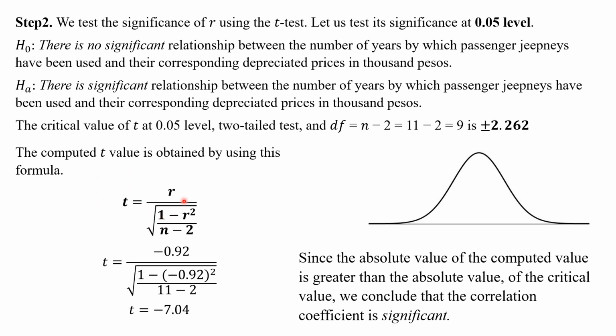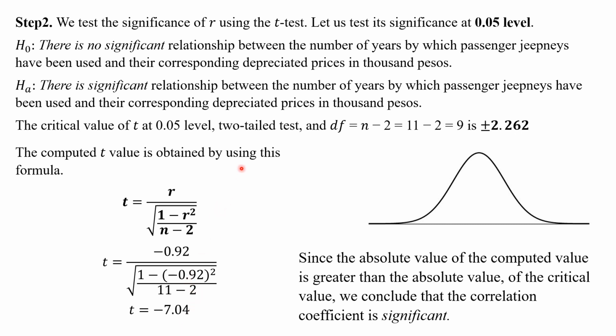Next. The computed t-value is obtained by using this formula. Computin naman natin yung t-value. Using this formula, t is equal to r all over the square root of 1 minus r squared over n minus 2. So, yung r natin, yung na-compute natin kay step 1, which is the negative 0.92, over the square root of 1 minus r ulit, negative 0.92 squared, over n minus 2, yung n natin is 11, minus 2, then compute. Pwede nyo ulit i-recheck. So, ang ating computed value is negative 7.04.